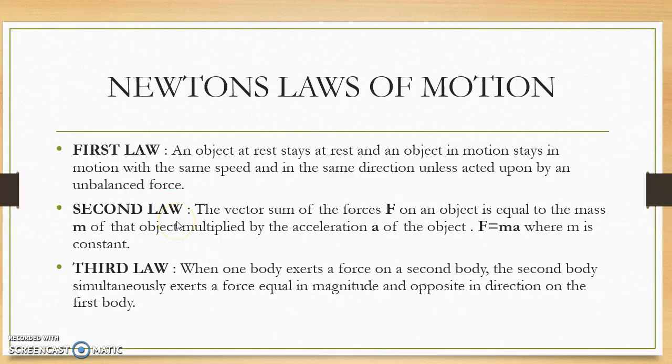Next we will see what is meant by the second law. The vector sum of the forces F on an object is equal to the mass m of that object multiplied by the acceleration a of the object. F equals m times a, where m is constant. Next we will see what is meant by the third law. When one body exerts a force on a second body, the second body simultaneously exerts a force equal in magnitude and opposite in direction on the first body.